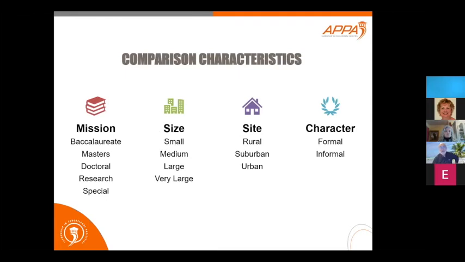So let's look at a couple comparison characteristics that exist in the FPI. There's a clear mission that you may have, and you will input or take advantage of information that you know about the kind of institution you are, whether you're large or small, or an enormous institution. What's your site, and then what's the overall character that you're trying to maintain on your campus. Some campuses are very formal and tightly controlled, and others are a little bit more relaxed.